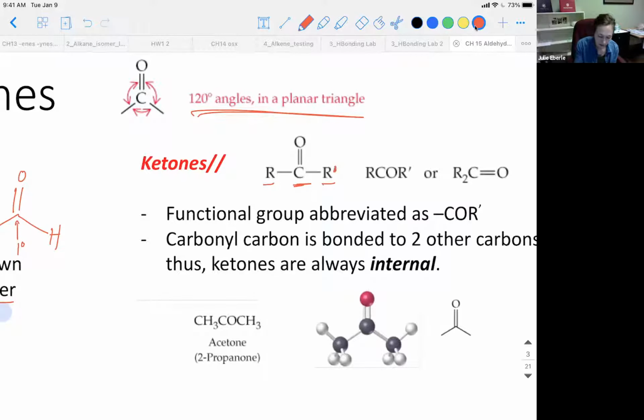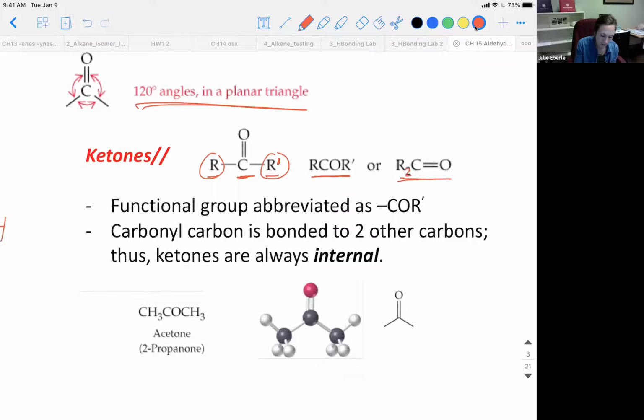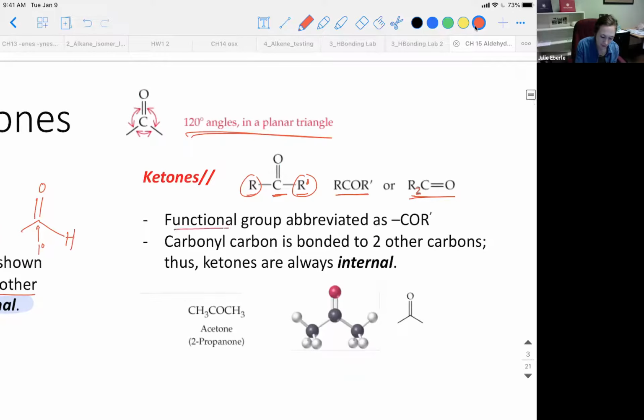It could be in a ring structure. So the way we abbreviate it in condensed form is R, C, O, R prime, indicating those two different carbon groups. Or you could draw it like this. We got R2 indicating the two R's, and then we got the carbon double bond to the oxygen. All right, now the functional group abbreviation is COR prime, and we got this line right here indicating it goes to the other R group.